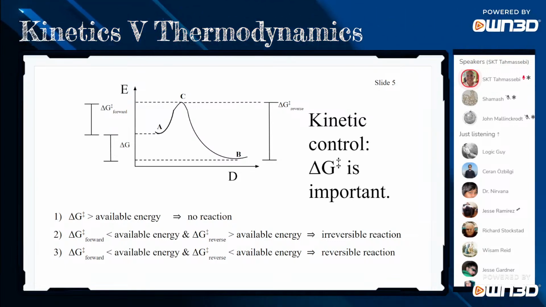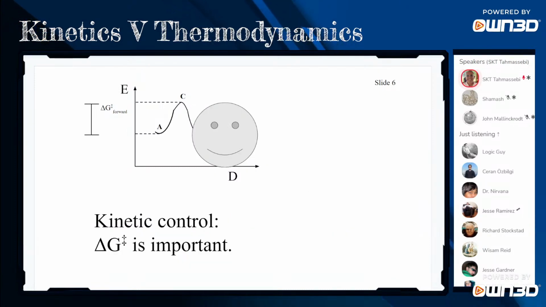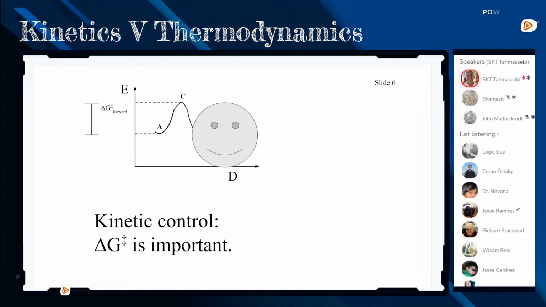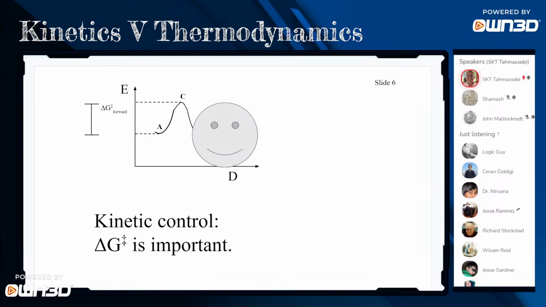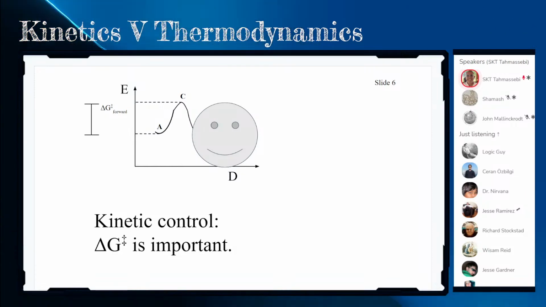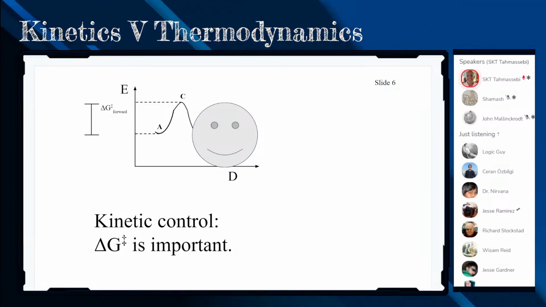So to show that with the smiley face on 6, for kinetic control, I only care about whether delta G double dagger is accessible or not. I don't care what the G of the products are going to be, right? If I can reach the transition state, the reaction will go forward, regardless of where the free energy of the products are. Where the free energy of the products are will determine whether it's going to be reversible, whether I'm going to reach equilibrium or not. But if I'm only looking at the forward reaction, then the delta G double dagger is going to be important.